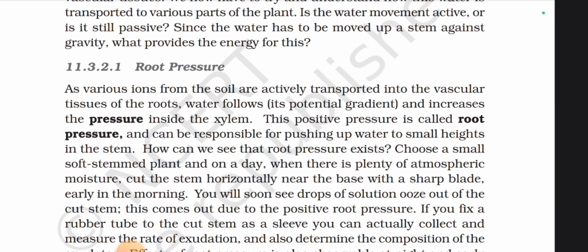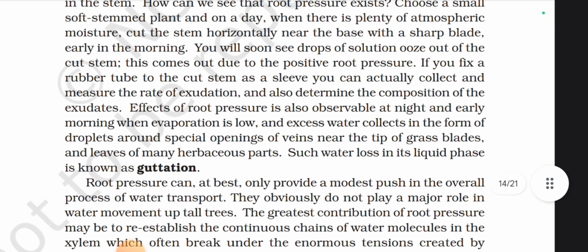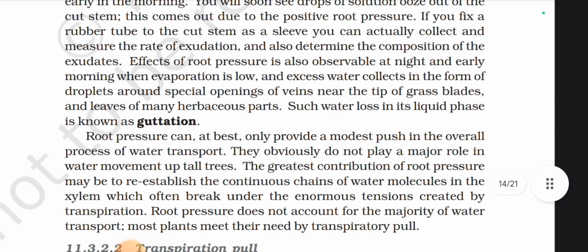Effects of root pressure are also observable at night and early morning when evaporation is low and excess water collects in the form of droplets around special openings of veins near the tip of grass blades and leaves of many herbaceous parts. Such water loss in its liquid phase is also known as guttation.